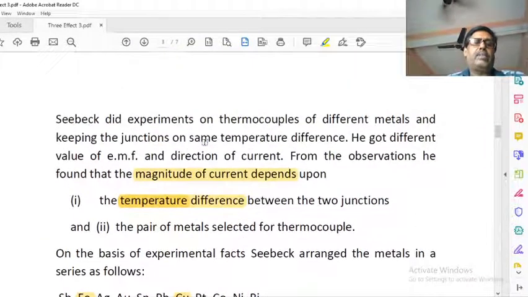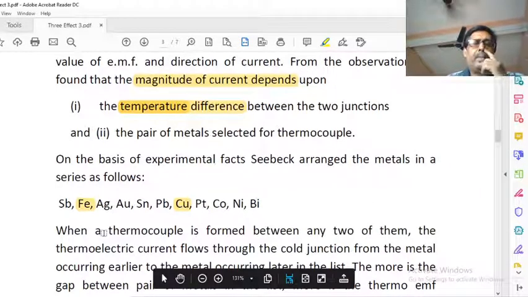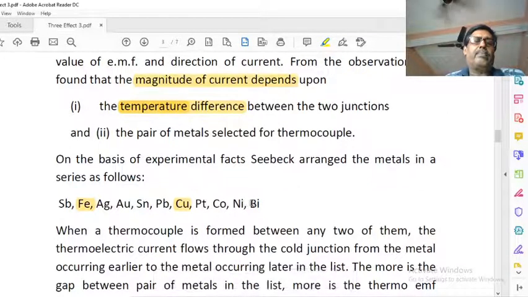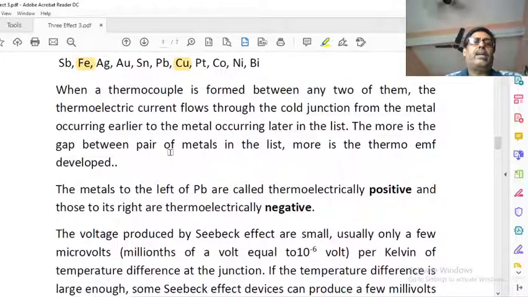In some textbooks, the series is reversed, because here it starts from antimony and ends on bismuth, but in some texts it starts with Bi and ends on Sb. In that case, the direction of current will be reversed, and at that time we will say that current flows through the hot junction.